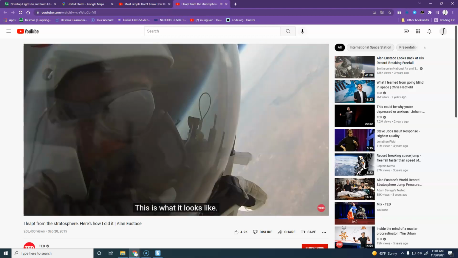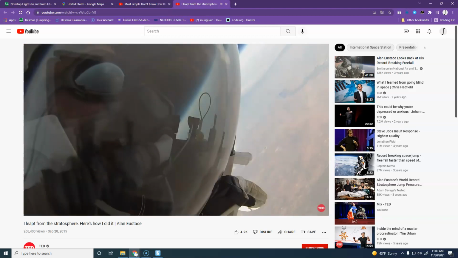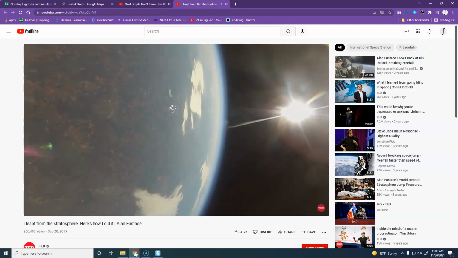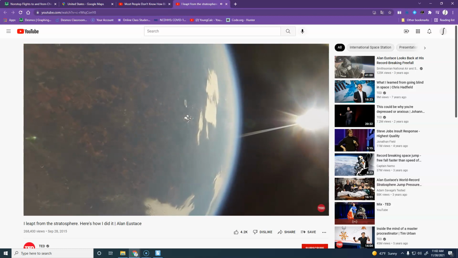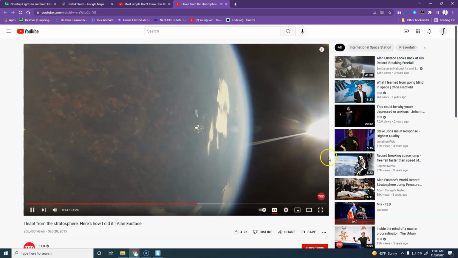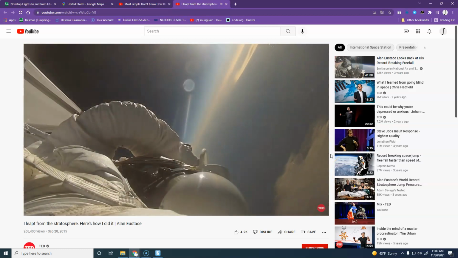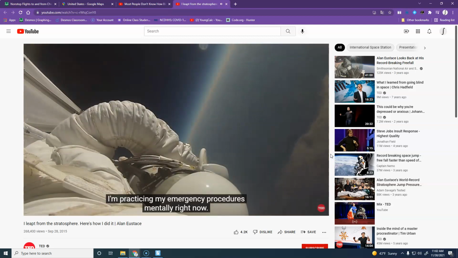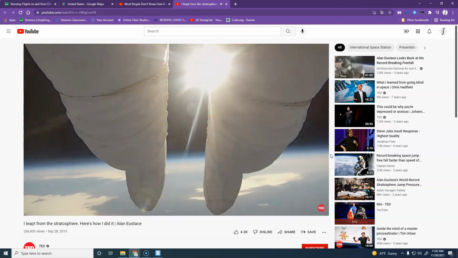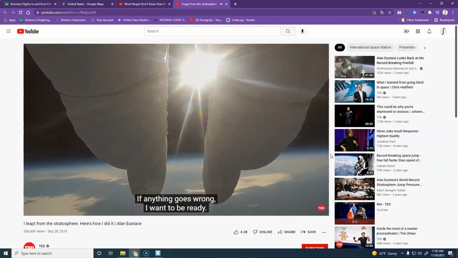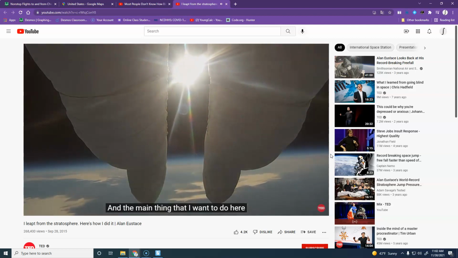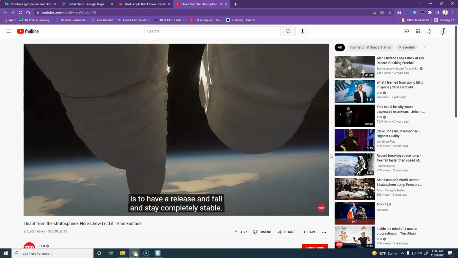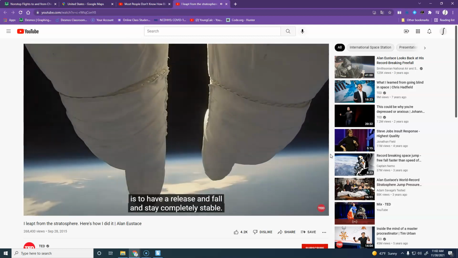This is what it looks like. You can see the darkness of space, the curvature of the Earth, the fragile planet below. I'm practicing my emergency procedures mentally right now. If anything goes wrong, I want to be ready. And the main thing that I want to do here is to have a release and fall and stay completely stable.